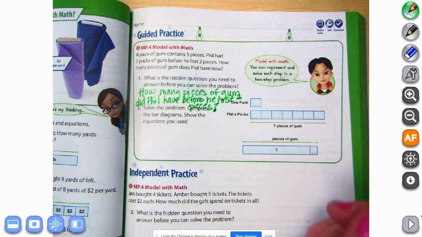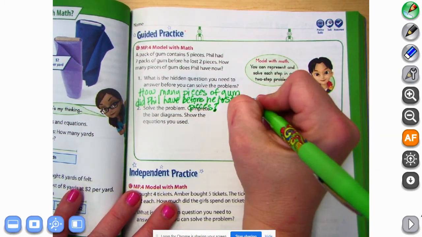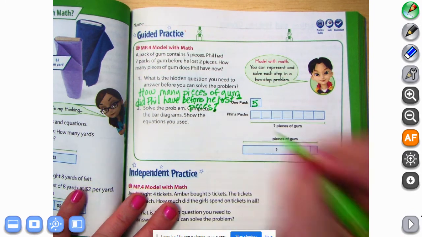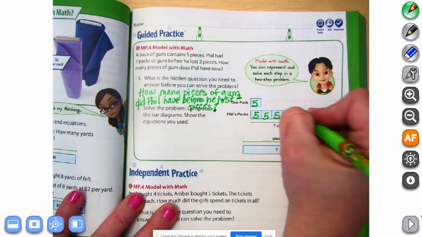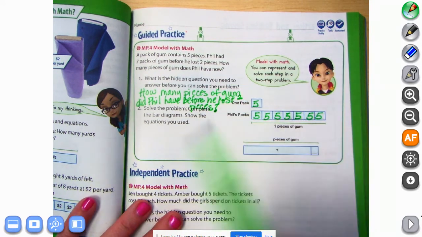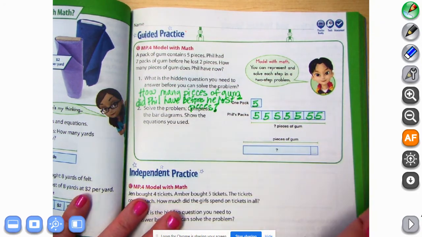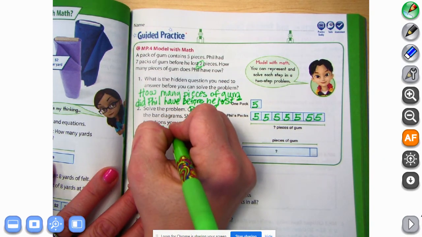So it says solve the problem, complete the bar diagram, show the equation you used. All right, so how much does one pack have in it? 5. Okay, so then we can fill in there's 5 in this pack, and this pack, and this pack, and this pack, and this pack, and this pack, and this pack. All right, we know that he has 7 packs of gum before he lost 2 pieces. So first we have to solve how many pieces did he have altogether.